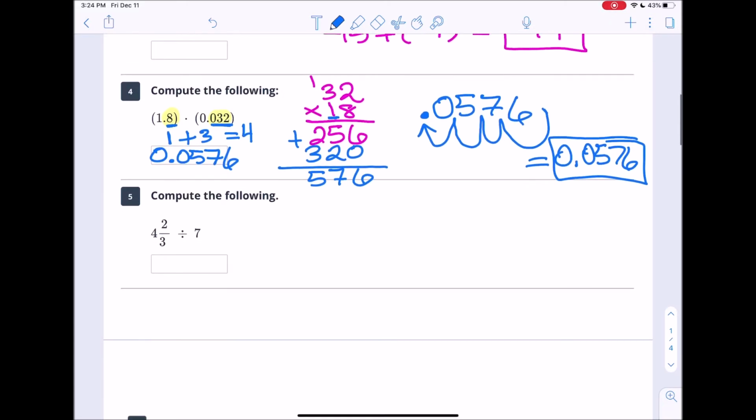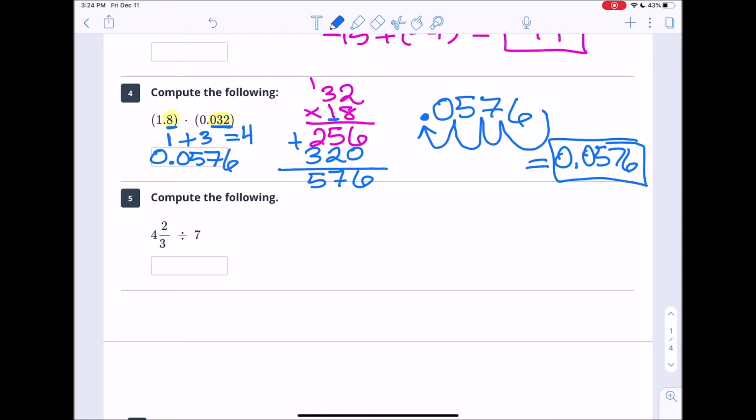For number 5, it says compute the following. Here is a mixed number divided by a whole number. So the first thing we need to remember is how to change a mixed number into an improper fraction. So 4 2/3, remember we multiply the denominator with the whole number and then we add the numerator. So it's going to be like this. 3 times 4 plus 2. And the denominator stays the same. So this 3 stays the denominator.